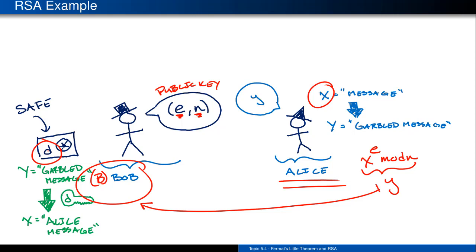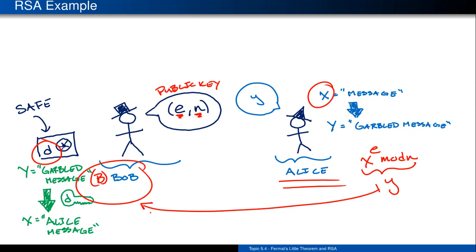The moment somebody else knows what D is, all bets are off. This whole system breaks down. So this is the thing that Bob really needs to keep close to his chest. He doesn't want to let anybody else know what his secret decoder is. So in this situation, what's going to happen is that Alice is going to send this message Y to Bob.